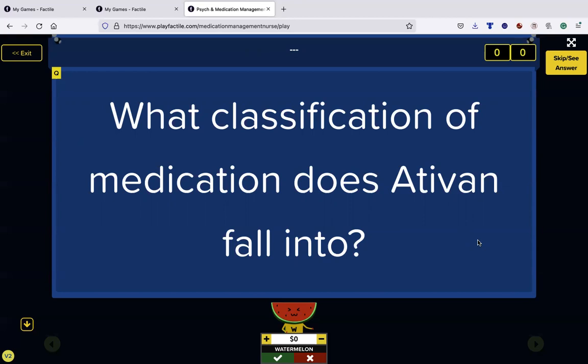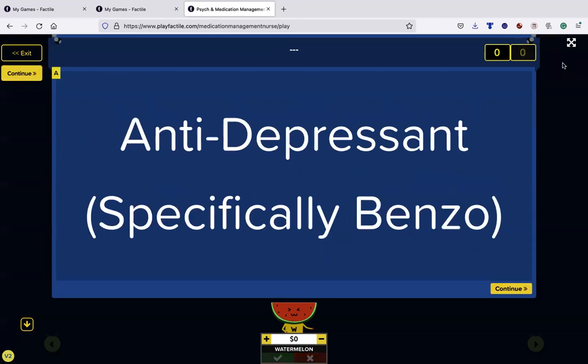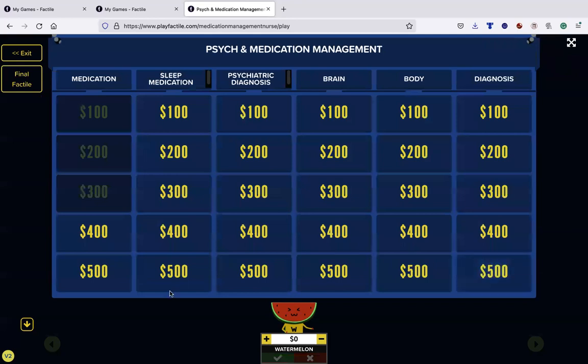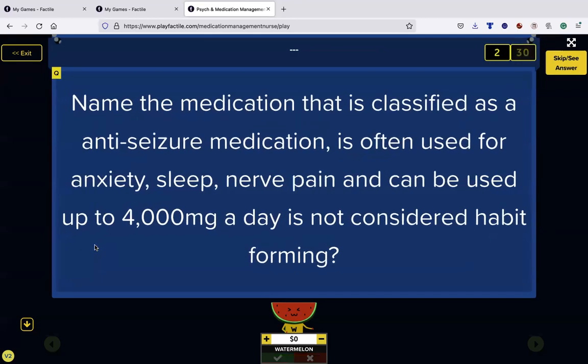So classification of Ativan is an anti-anxiety, but specifically, what is it? It's a benzo. So anti-anxiety, specifically benzodiazepine, which we will talk about more Monday. All right, 400. So this is important. Name the medication that is classified as an anti-seizure medication, is used for anxiety, sleep, nerve pain, and can be used up to 4,000 milligrams a day and is not considered habit forming.